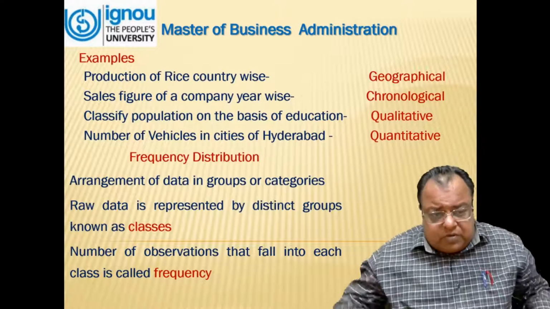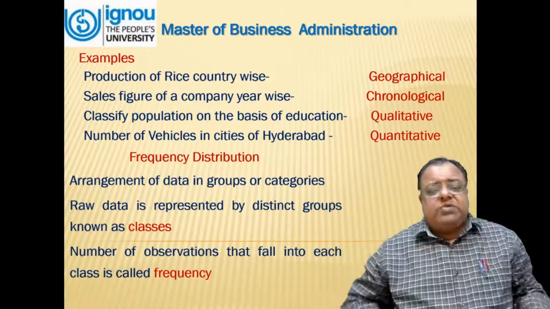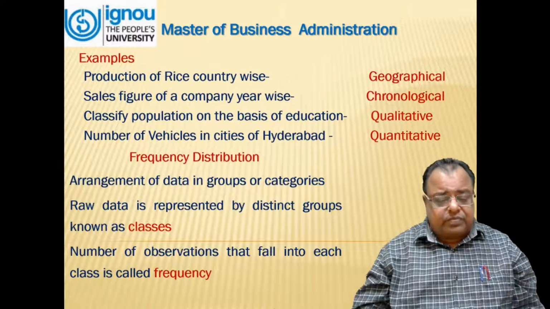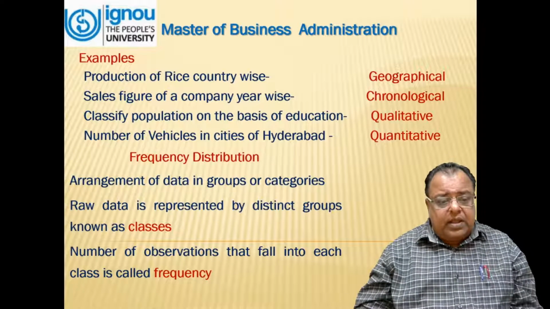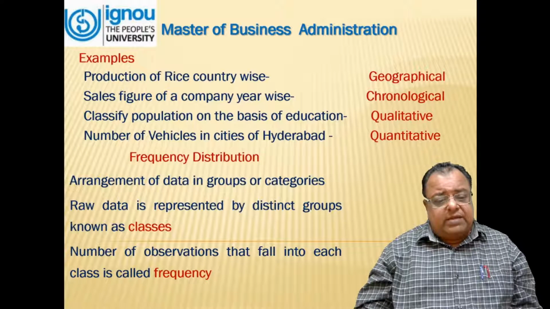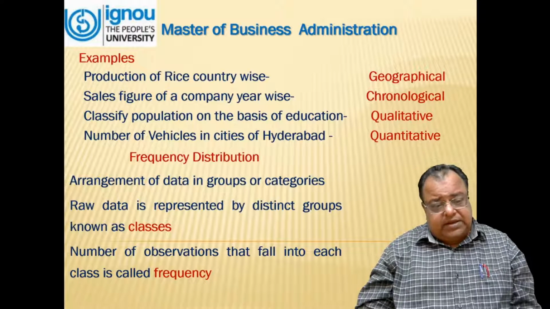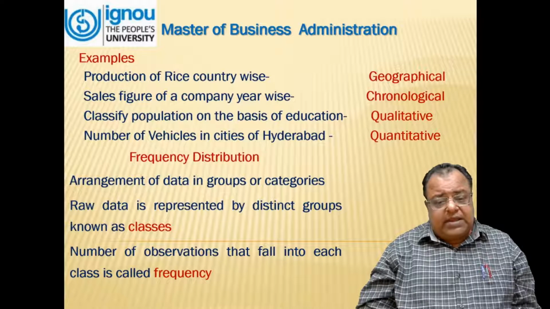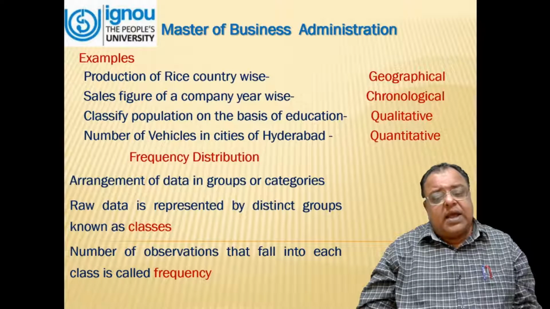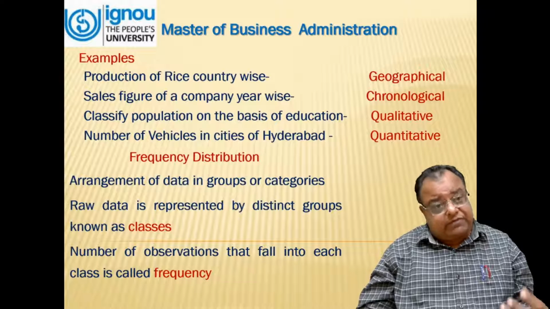Now we move on to how the data, these numbers, are converted into a frequency distribution. We will start with frequency distribution. It is the arrangement of data in groups or categories. Raw data is presented by distinct groups, which are known as classes. And the number of observations that fall under each class is its frequency.